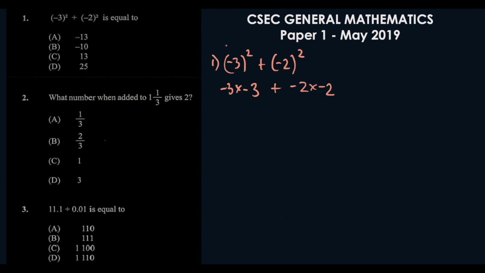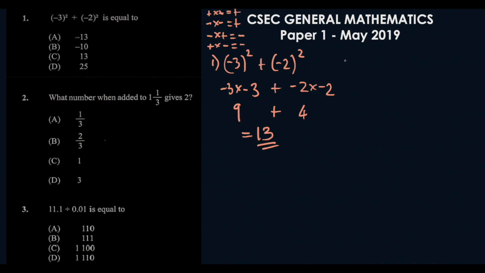So anytime we multiply a negative by a negative, we will get a positive. So negative 3 times negative 3 is positive 9. And then we would have negative 2 times negative 2 as positive 4. When we add those together, we'll get 13. So just for your records too, negative times negative is a positive. A negative times a positive is a negative. A positive times a negative is also a negative. But when we do a positive and a positive, we get a positive.